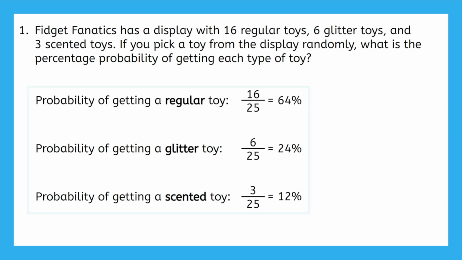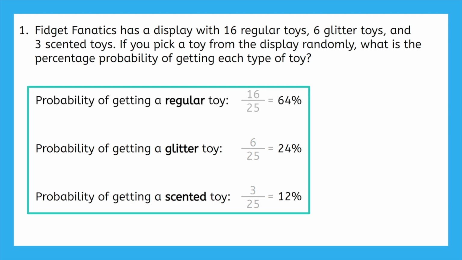So there we have it. Our final answer is that the probability of picking a regular toy is 64%. The probability of picking a glitter toy is 24%. And the probability of picking a scented toy is 12%.